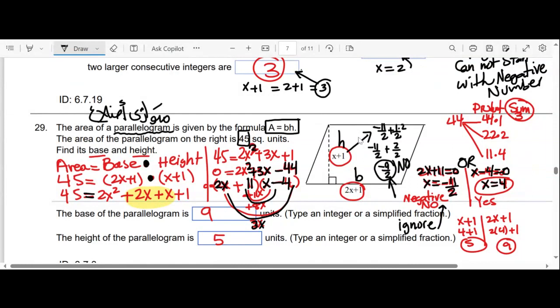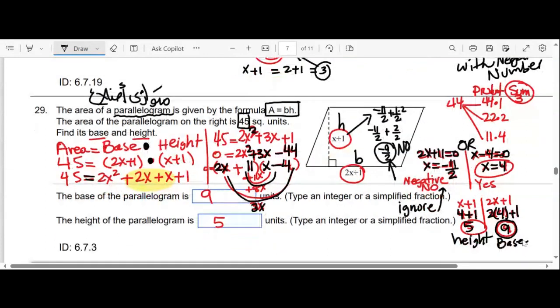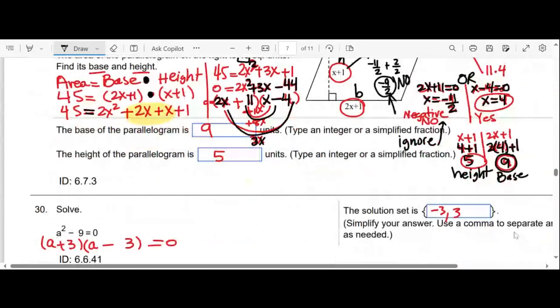Is this the height? No. You have to say x plus 1. So 4 plus 1 equals how much? 5. So the height is how much? 5. What about the base? 2x plus 1, right? So 2 times 4 plus 1 gives you how much? 9. That's the base. Is this clear? Yalla, we have 3 more questions.